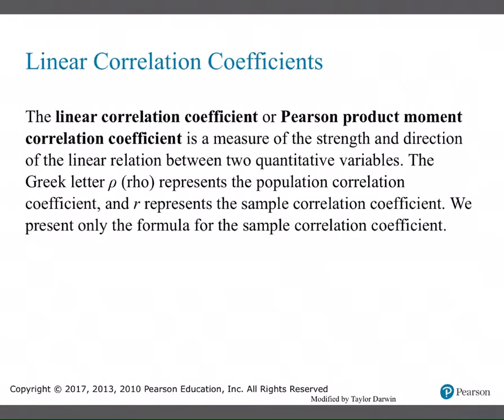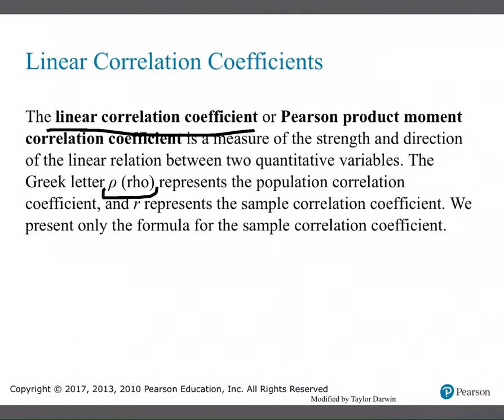So you can look at a relationship from a scatter diagram and gather a little information about what's going on there. But a little better way is through the linear correlation coefficient, also called the Pearson product moment correlation coefficient, and it just tells you how strong a line is and if it's positive or negative between two quantitative variables.